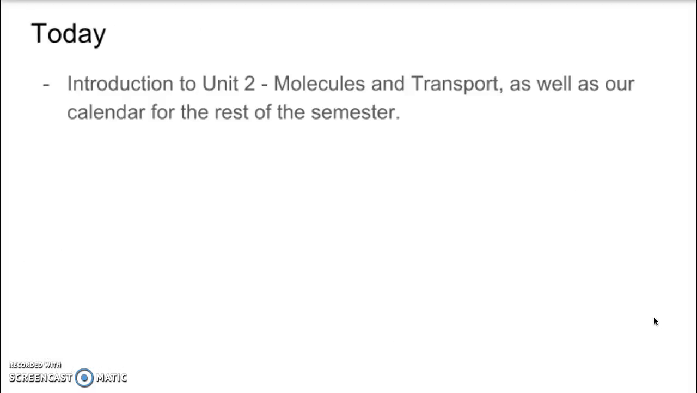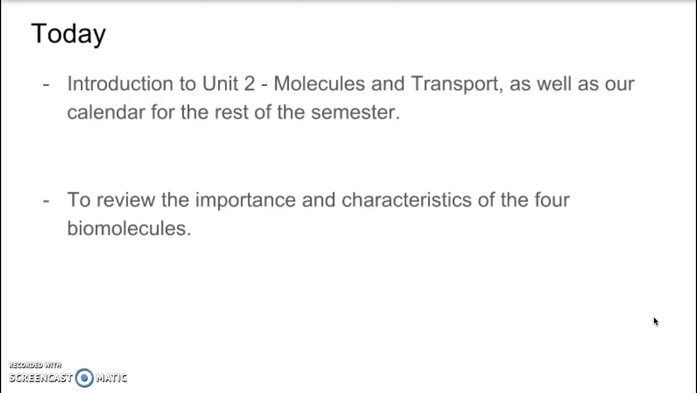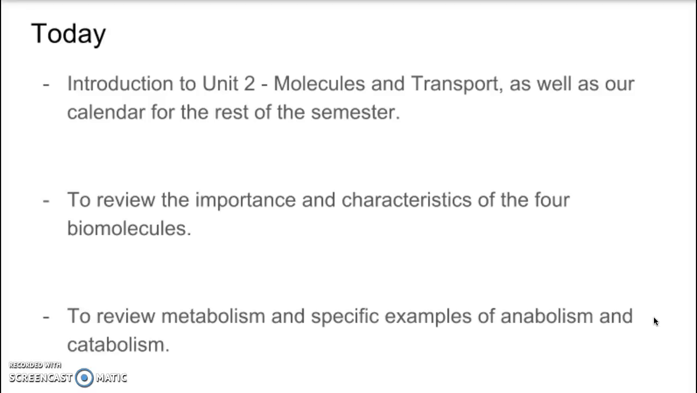Today, first of all, I'm going to briefly introduce Unit 2, Molecules and Transport, and give you a look at the calendar up until Christmas. We're going to review the importance and characteristics of the 4 biomolecules that we looked at in Bio 2. And we're going to review metabolism and specific examples of anabolism and catabolism. So a lot of what we do today is actually revision from and following on from what we did in Bio 2, but obviously at IB to a higher level.